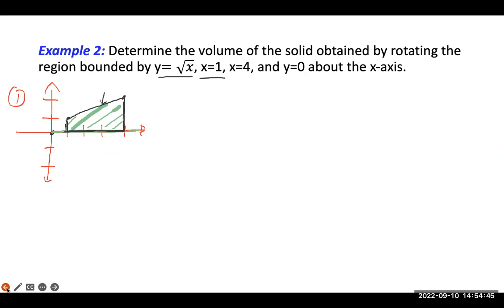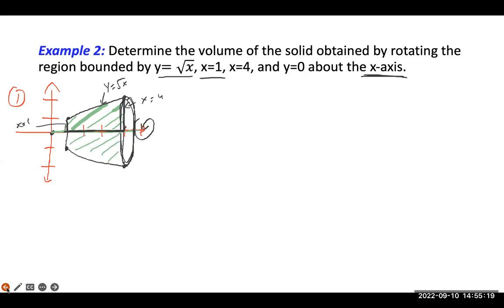I'm going to write down, just to remind myself, this is square root of x. This is x equals 4. This is x equals 1. Now, I'm rotating about the x-axis, which means that I'm going around this way. So I should see a mirror image down here at the bottom. So it'll look like this, and it's going to rotate like that. That's my shape that I'm finding the volume of.